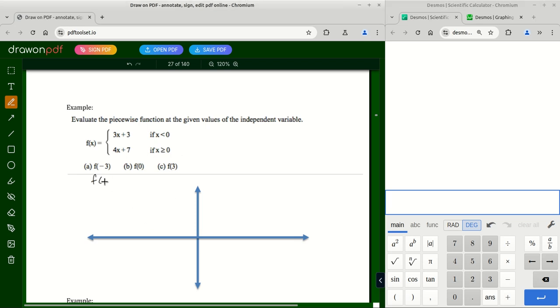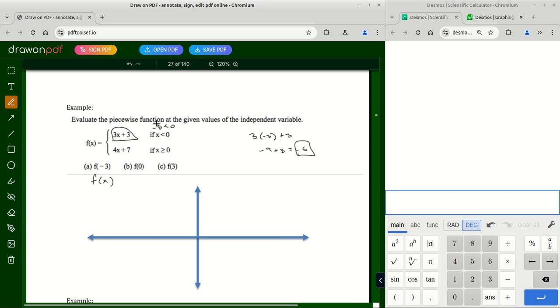So I've got, these are all f of x. I got x is negative 3, and it says, where does it go? So is negative 3 less than 0? Yes, it is. So I'm going to use this guy when plugging in negative 3. So 3 times negative 3 plus 3, negative 9 plus 3, negative 6. There's your answer. Negative 6 right there. We're done. Okay, let's keep going.